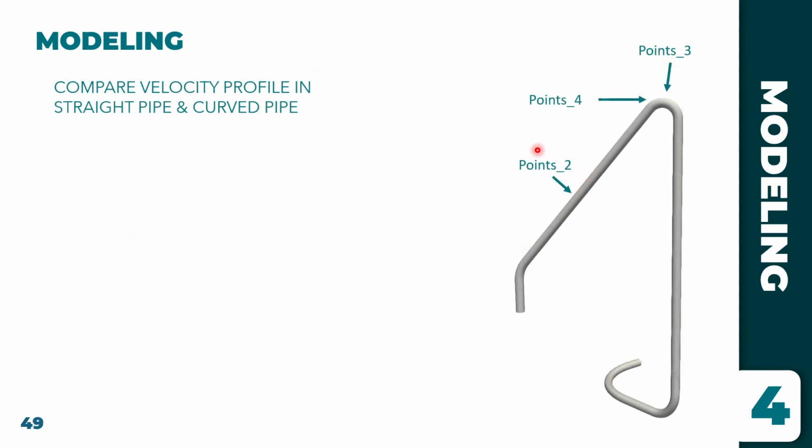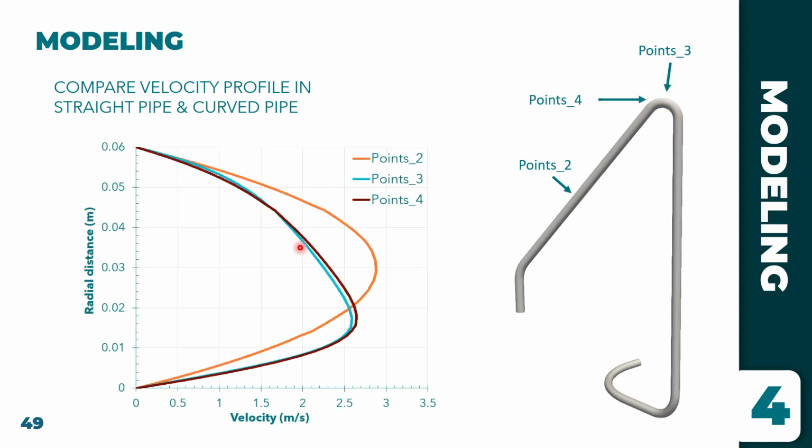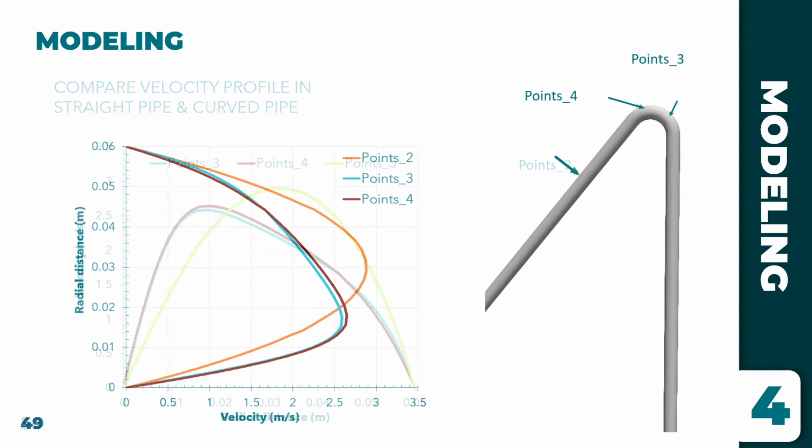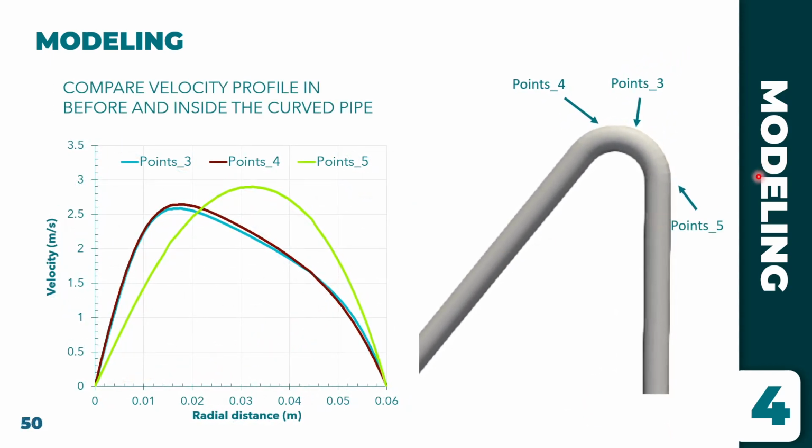Right now I want to study the velocity in the straight part and compare it to the curved part in my tube, and here I got the result. The velocity at points 3 and 4 in the curved part is quite similar, but it's very different from point 2. And to understand this phenomenon, I decided to study one more point, point 5, the point right before we have the curved part.